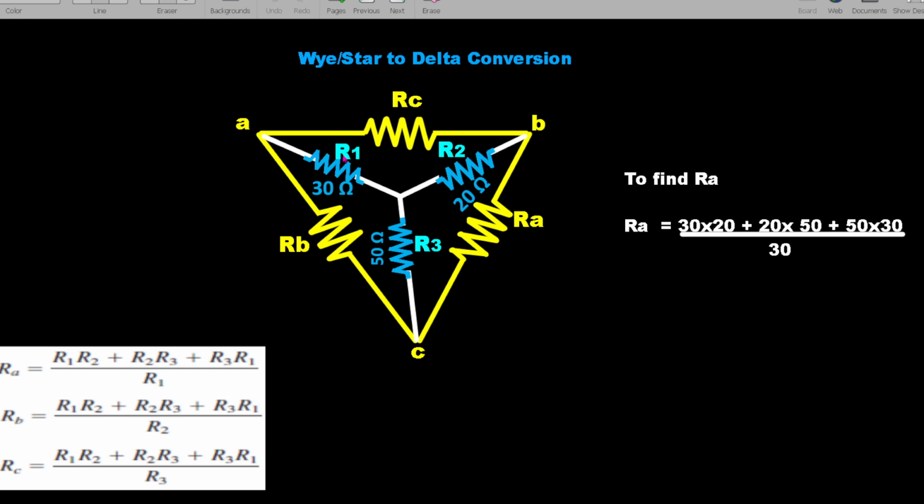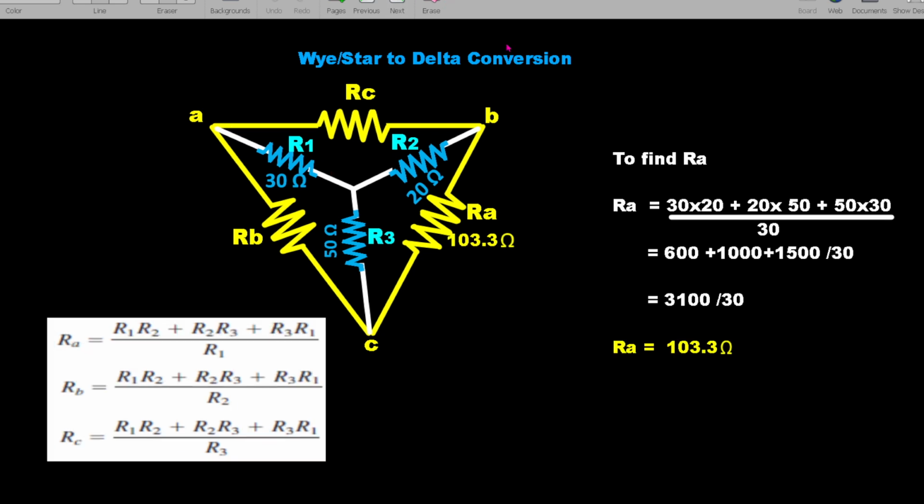RA is equal to 30 into 20 plus 20 into 50 plus 50 into 30, divided by the opposite one, which is 30. So the value is 600 plus 1000 plus 1500, divided by 30. So we get 3100 divided by 30, which is 103.3 ohms. So we place the value here.